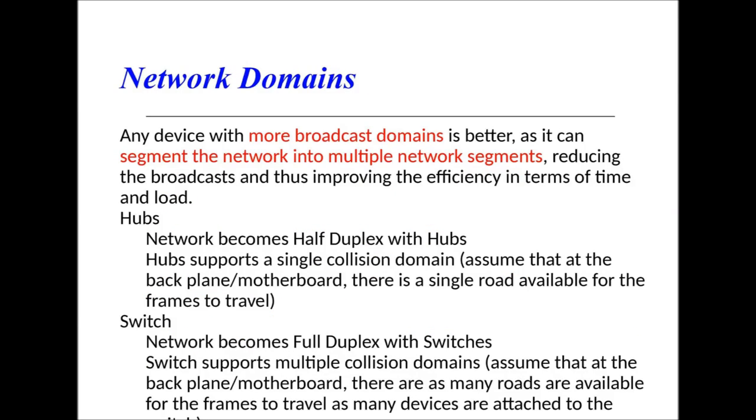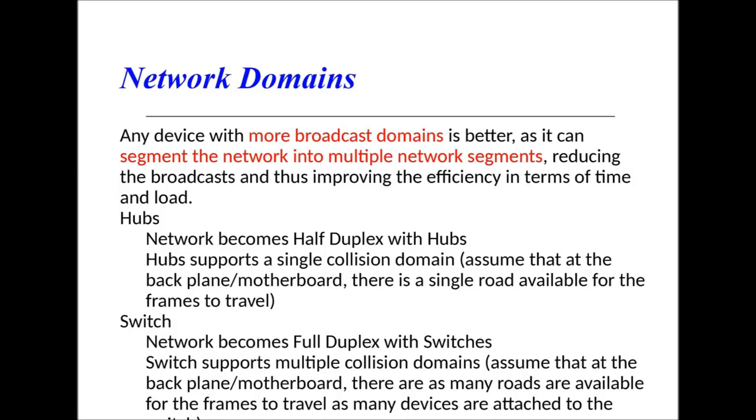Network domains. Any device with more broadcast domains is better, as it can segment the network into multiple network segments, reducing the broadcast and thus improving the efficiency in terms of time and load. If there are multiple domains, multiple subnetworks, or multiple network segments, then we can control broadcasting, because broadcasting is not good in a network. There must be unicasting. So multiple network domains control the problem of broadcasting as well, if it is compulsory to send the message in the form of unicasting. But if we need to broadcast the message, then we use the concept of broadcasting as well.